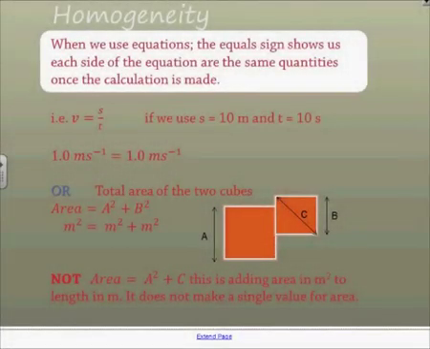Okay, here we're carrying on with topic 1, physical quantities and units. Now, what we're looking at here is homogeneity. Homogeneity associates itself with these base units. It tells us that if something is homogeneous, then the equation can work.